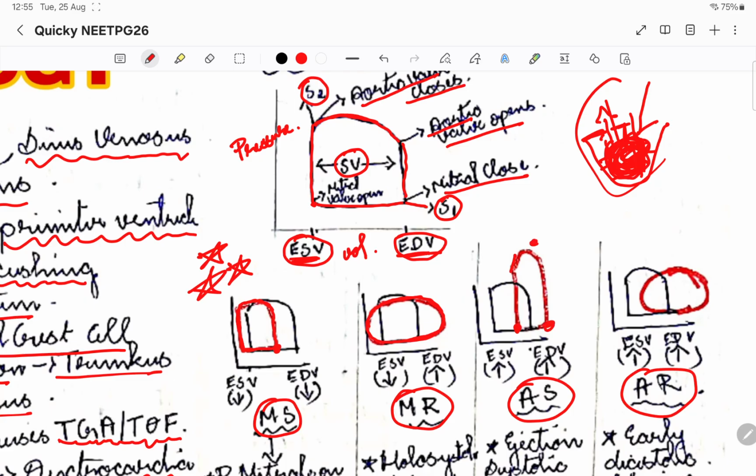Coming to aortic regurgitation, all the blood is getting regurgitated back to the ventricle. So end diastolic volume is increased. And the end systolic volume also is increased because all the blood has been pulled down. Whereas the pressure is normal, there is no resistance for it. The ventricle has normal pressure, so the pressure will be maintained. Please remember this, it is only aortic stenosis where the pressure will be high.